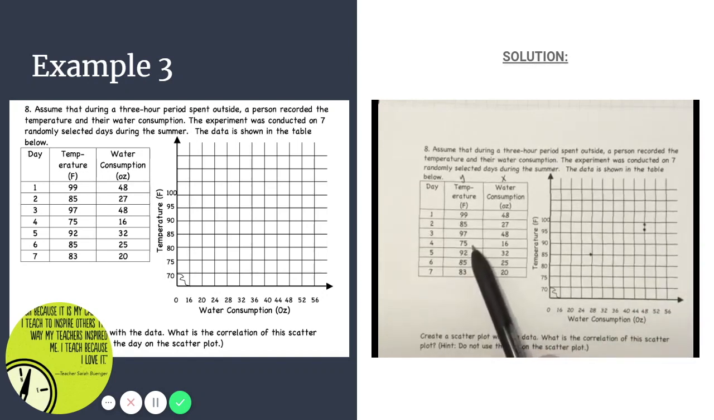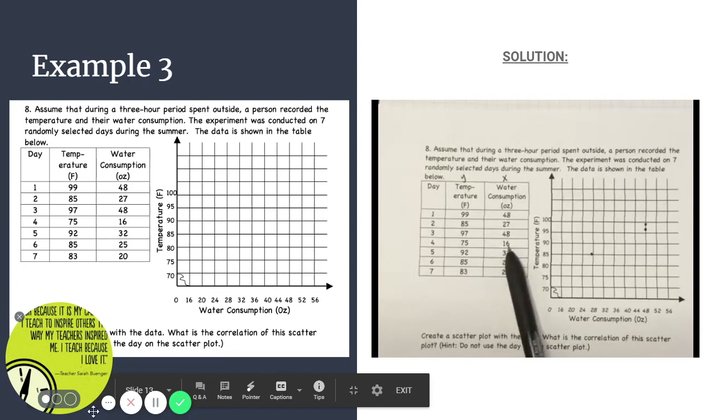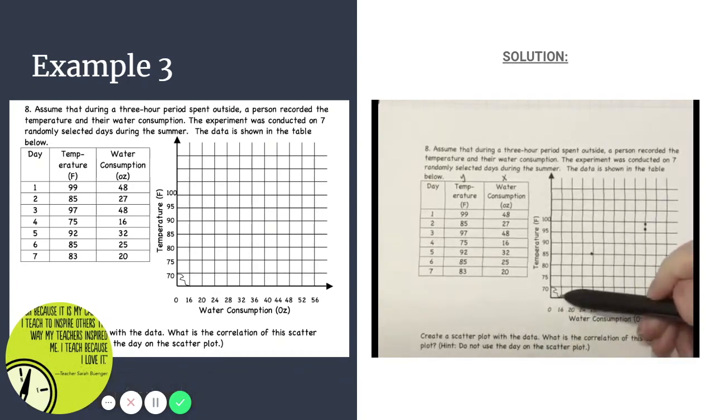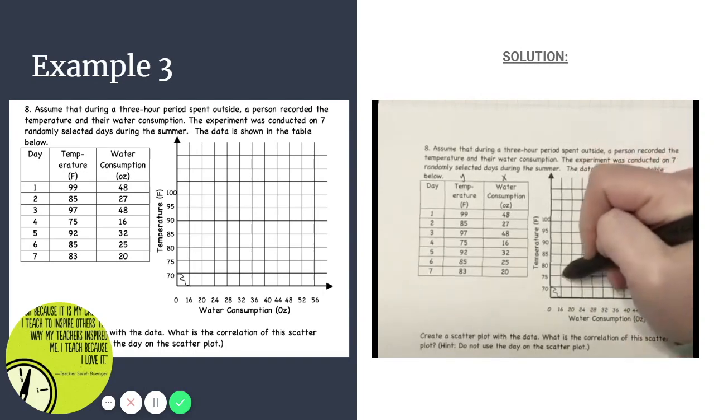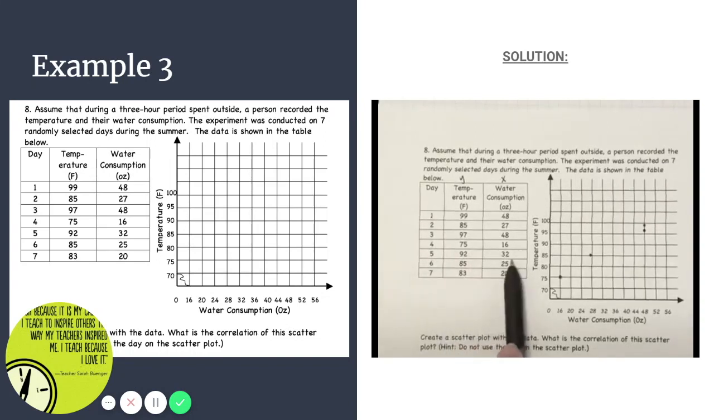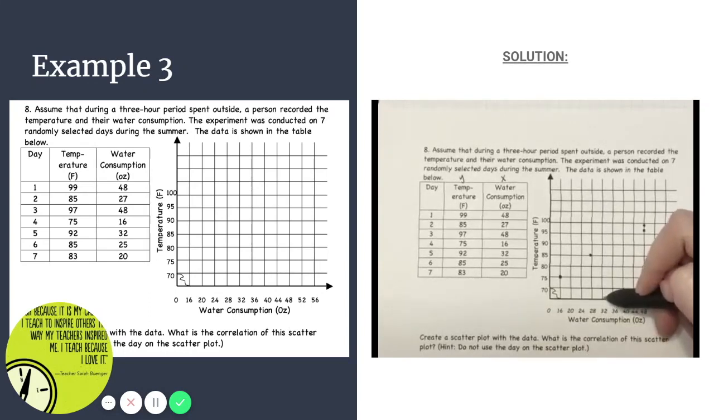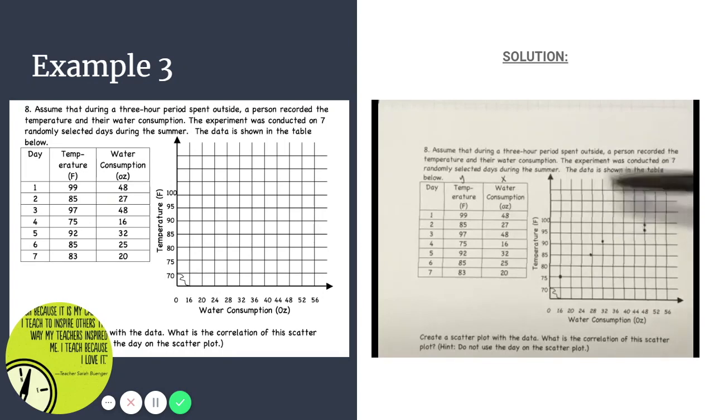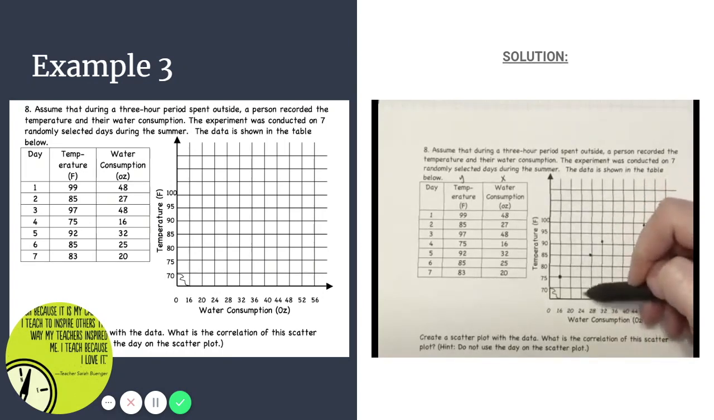Day 4, 75 was the temperature, and they had 16 ounces of water. So 16 ounces went with 75 degrees. So that point's right there. Day 5, 32 ounces of water went for 92 degrees Fahrenheit. So 32 with 92 degrees. So it's going to be right there. Day 6, 25 ounces with 85 degrees. And day 7, 20 ounces with 83 degrees.